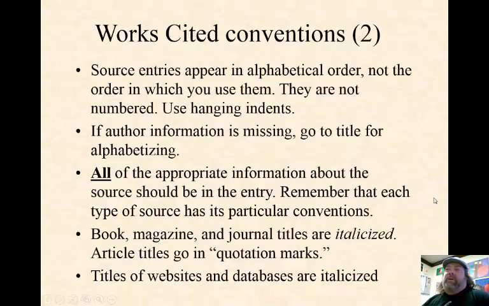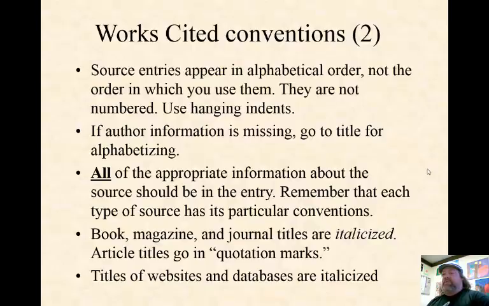Source entries always appear in alphabetical order, based on the author's last name, primarily. If the author's information is missing, you usually go for the title of the work that you're referring to as an example. You need to make sure that all appropriate information about the source is included in your entry. Each source has its own particular conventions.